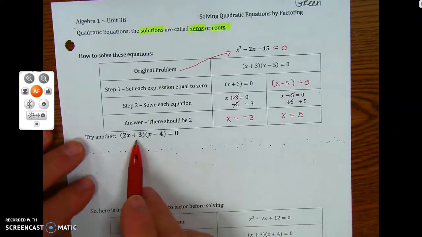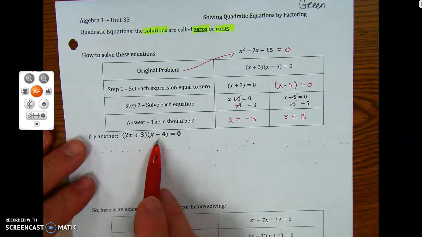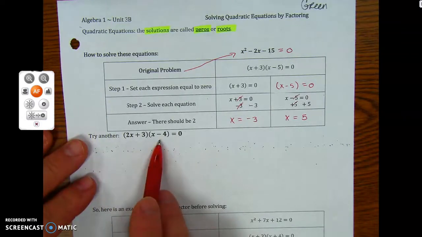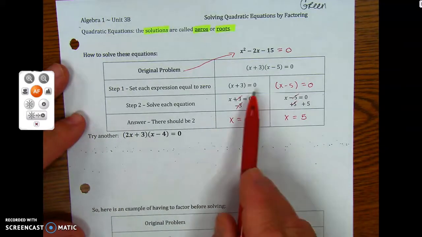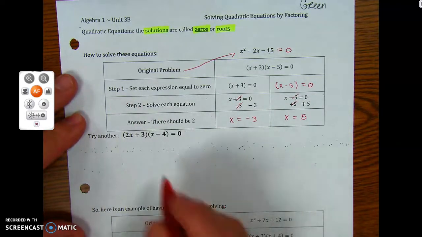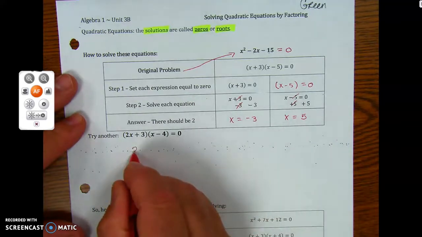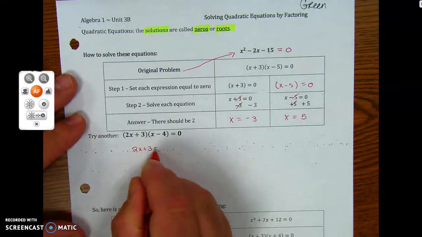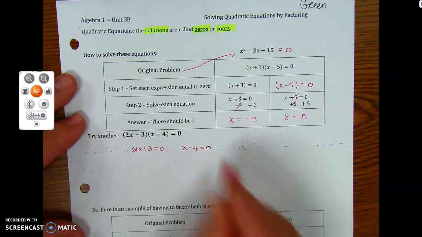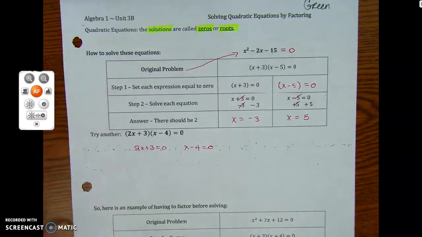This next one, again, it's all the magic numbers, bottoms up has already been done here. So they've done a lot of the work for you right here already. It won't always be like that. So let's do step 1. Set each expression equal to 0. 2x plus 3 equals 0. X minus 4 equals 0. Two equations means there's going to be two answers.